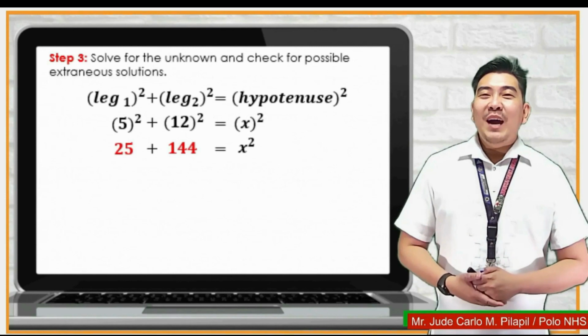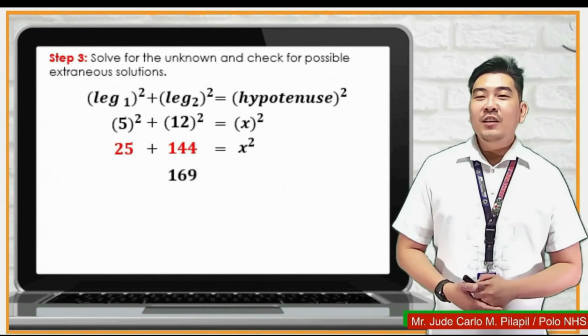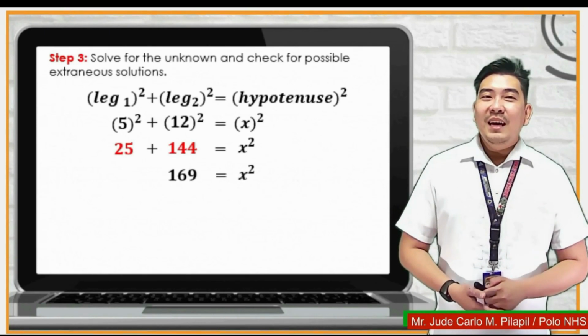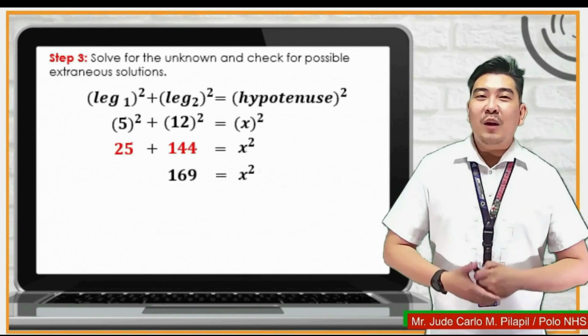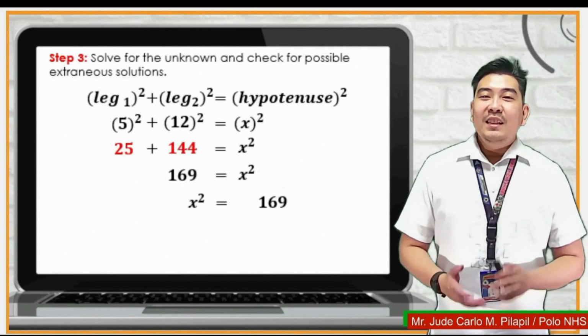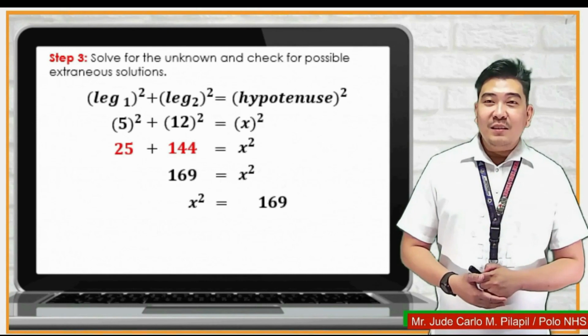We add 25 and 144. That's why we can obtain 169 is equal to x squared. Let us use the symmetric property and extract the square roots of both sides of the equation. If you can see, this will require your skills in simplifying radicals.